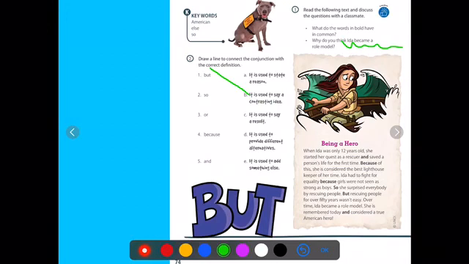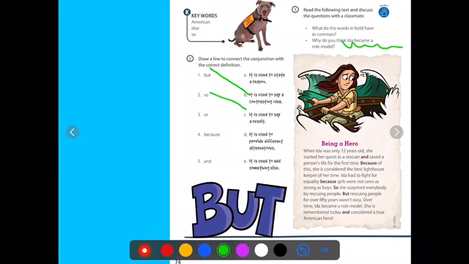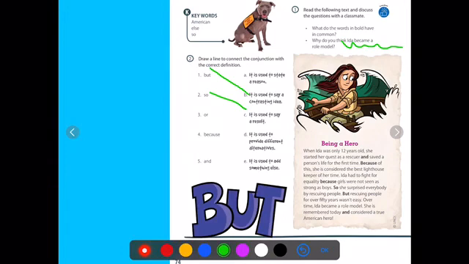All right, then we have so. What do we use so for? Very good. It is used to say a result. For example, I shower my dog so he couldn't go outside to play. Okay, as a result that I shower him, that he is ready, I couldn't take him out.